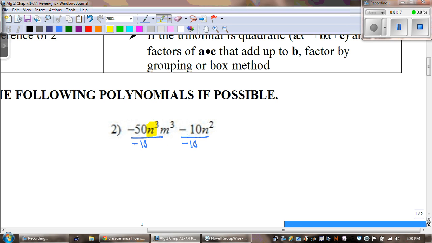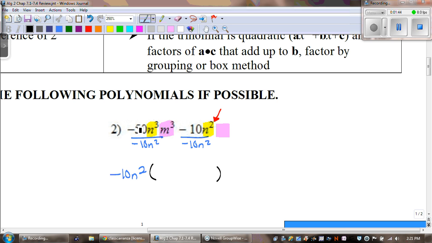Now I want to look, do they both have n's? They do. And which one is smaller? The n squared is. So n squared, n squared. And remember, both of them have to have m's and they don't. So that's not part of my GCF. Now, the GCF goes out front. Don't be a math magician. Don't make it disappear. Okay?